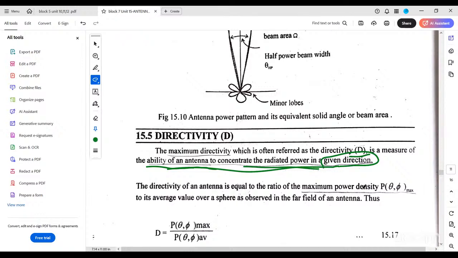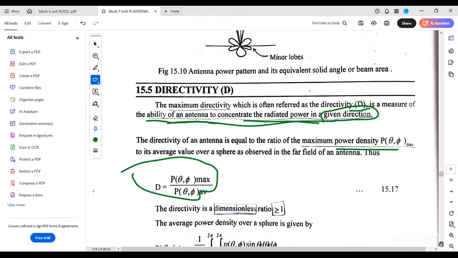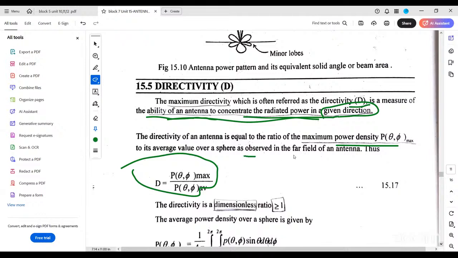Here we have power. Maximum power density is represented with P of theta comma phi, along with the average value. What is the average value? It is P of theta comma phi of maximum by P of theta comma phi of average. What is the ratio of maximum power to the average power over a sphere in the far field of antennas?